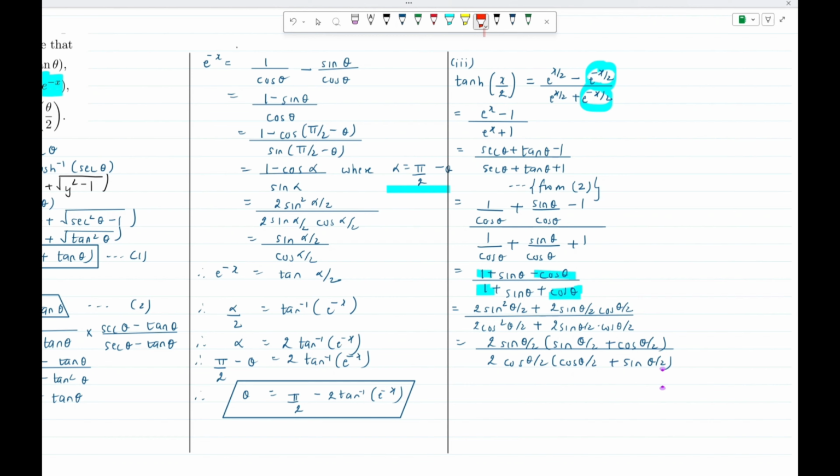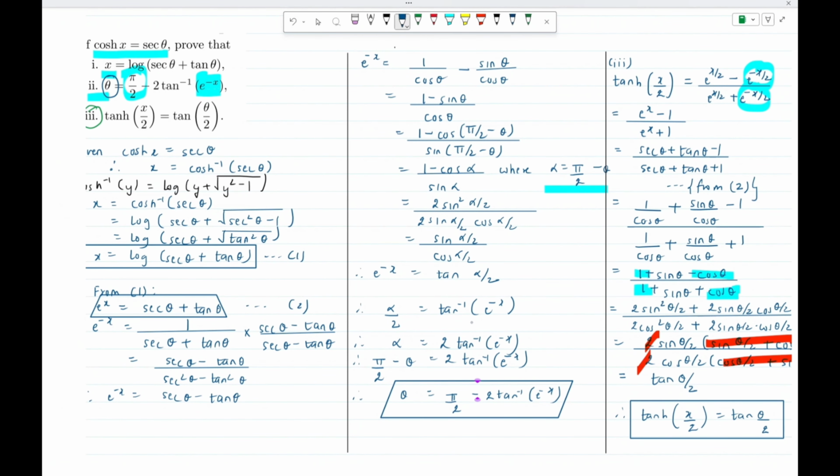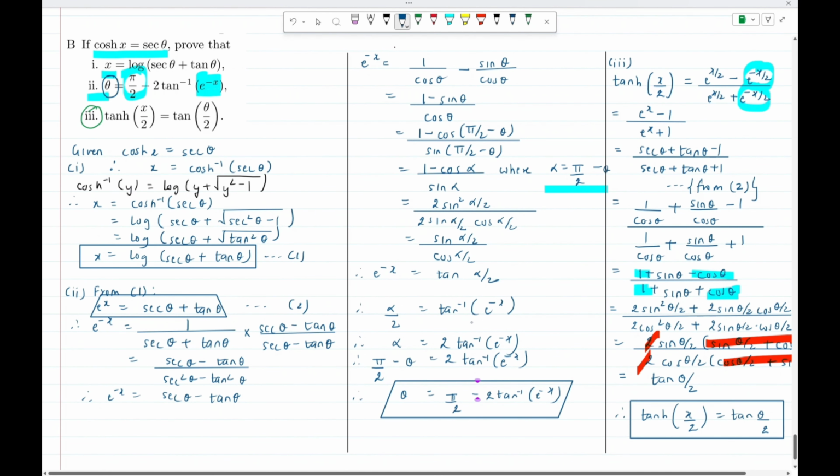So as you can see that we can get rid of this bracket and also the 2, and thus we get sin theta by 2 upon cos theta by 2, which is going to be tan of theta by 2. So we started with tan hyperbolic of x by 2 and we got tan of theta by 2. That is what was needed to show in the third part. So thus we have completed all 3 parts of question number 2, which carries a weightage of 10 marks. Now let's move on quickly to question number 2C.